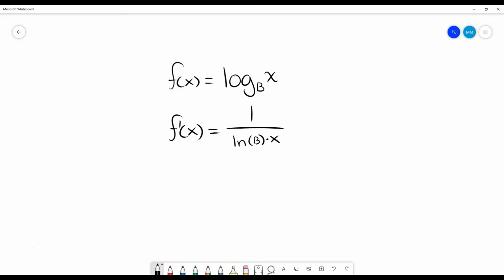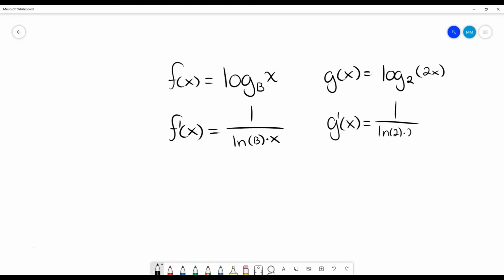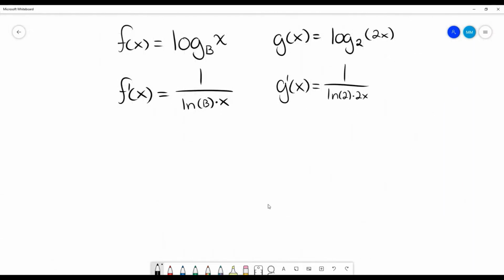So a good example of that, let's say I've got g of x equals a log with a base 2 of, let's say, 2x. So our derivative should be, I believe, 1 over the natural log of 2 times 2x. That's all that is. And we see that applied later. A lot of people teach this derivative rule separately from the derivative of natural log.